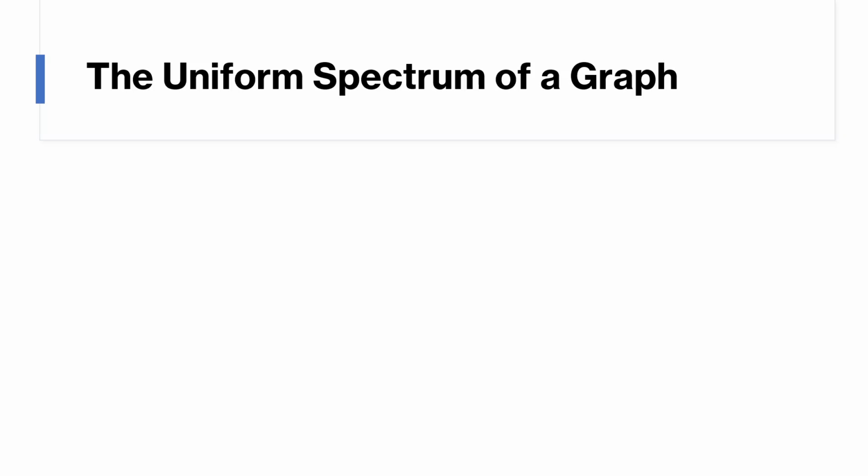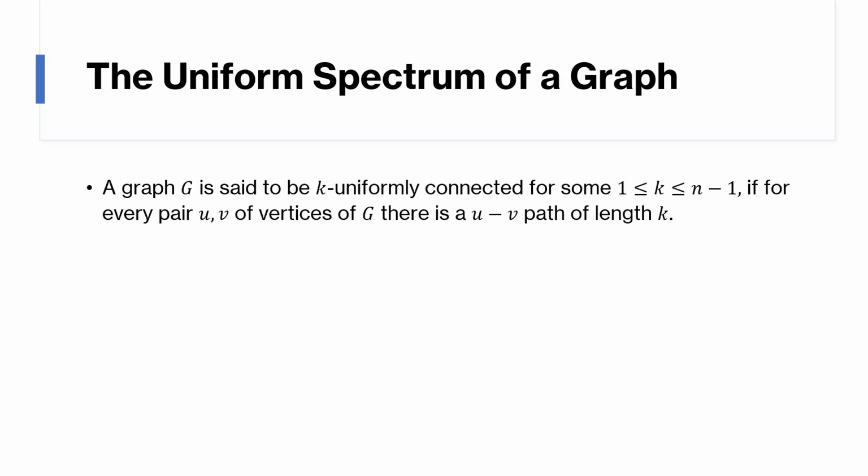All right, another attempt at generalizing Hamiltonian connectedness is the uniform spectrum of a graph. So we say that a graph is k-uniformly connected for some k between 1 and n-1 if for every pair u, v of vertices, there is a u-v path of length k.